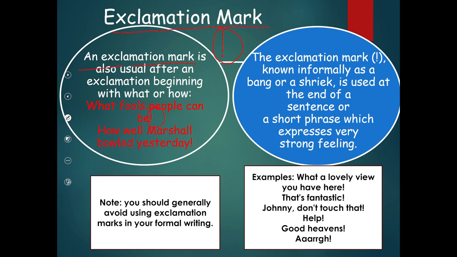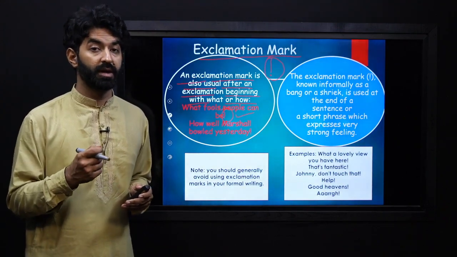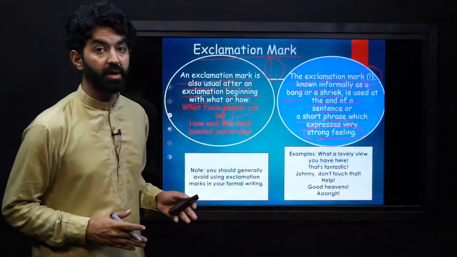An exclamation mark is also usual after an exclamation beginning with what or how. For example, what fools people can be. This is showing a feeling, an emotion. How well Marshall bowled yesterday. So this is a very celebratory and emotional sentence, which will also be followed by an exclamation mark. The exclamation mark, known informally as a bang or a shriek, is used at the end of a sentence or a short phrase which expresses very strong feeling. So this is when we use our exclamation mark.